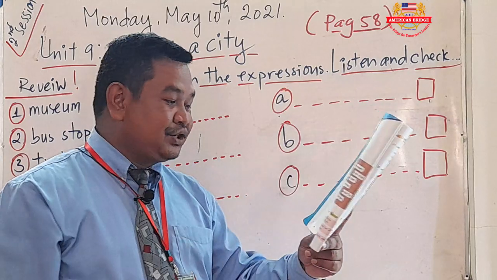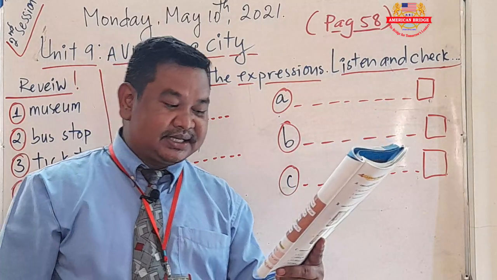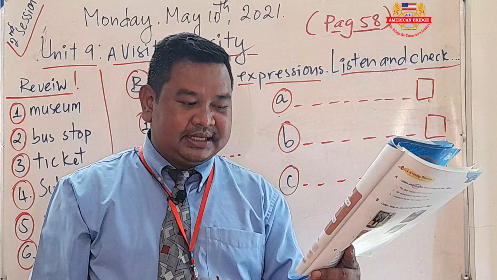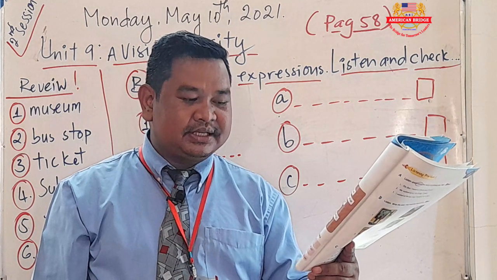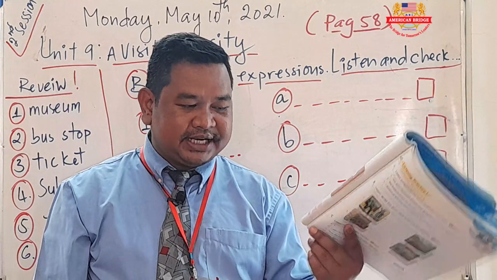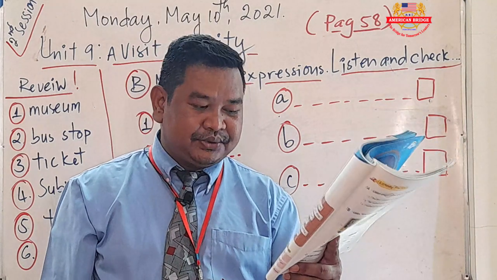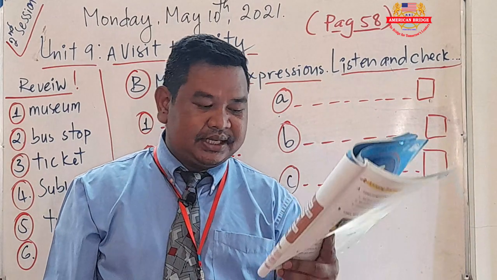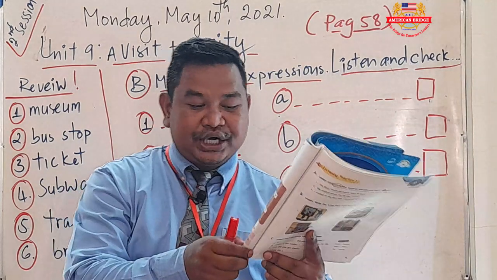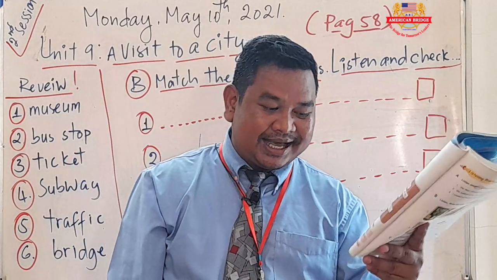And number two, what did you like the best? And number three, how did you get to the museum? Okay, in this part we have A, B, and C. A, I like watching the animals at the zoo. B, take the subway, get off at the third stop. C, I need three tickets, please. So again, student. Number one, how many tickets do you need? Number two, what did you like the best? Number three, how do I get to the museum? Letter A, I like watching animals at the zoo. Letter B, take the subway, get off at the third stop. Letter C, I need three tickets, please.